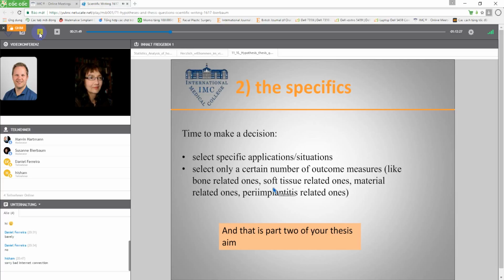So you can see it here. Usually you can group them. When you write them all down, you can group them, select a group and look at this group only. And if it's still too much, you can reduce it further. Anyway, this selection, this saying which specific part covered by your question you'll be looking at, that's basically part 2 of your thesis aim. You got those 2 down, you should be able to work with it.